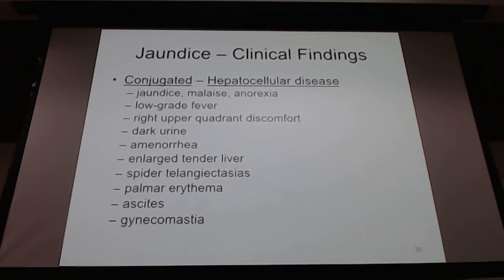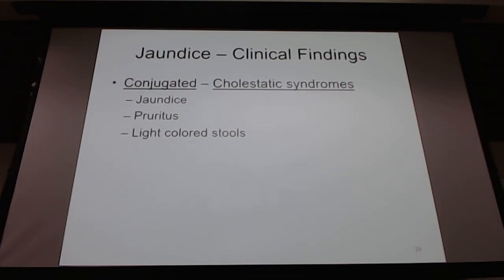If it's conjugated, here's how this shows up. Again, we see these people are jaundiced, they have malaise, they don't want to eat, sometimes low-grade fevers. Right upper quadrant discomfort, dark urine. Females can suffer from lack of menstrual cycle, pulmonary emphysema, ascites. I see this a lot in chronic alcoholics. Chronic alcoholics are going to present a little bit more like this. And then you have your cholestatic, that's conjugated.